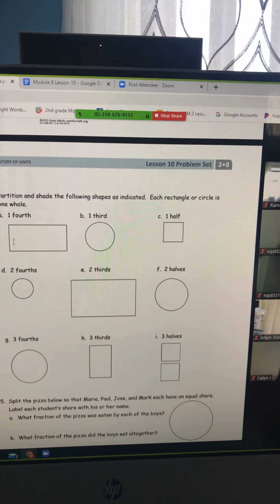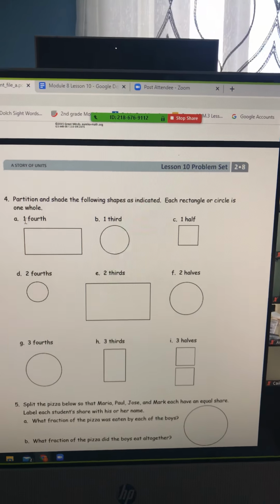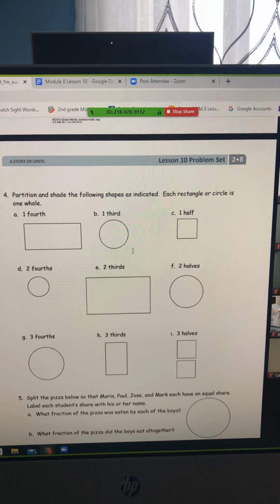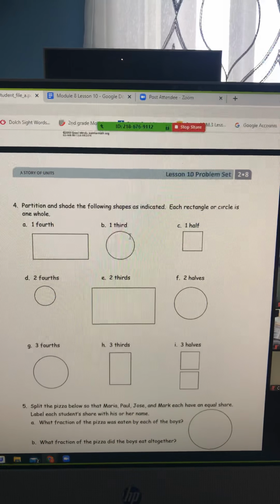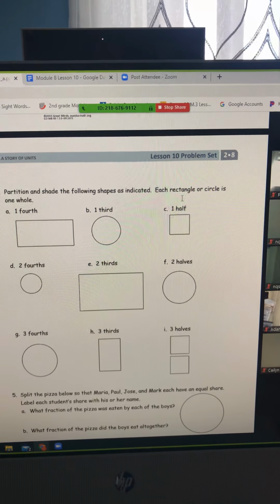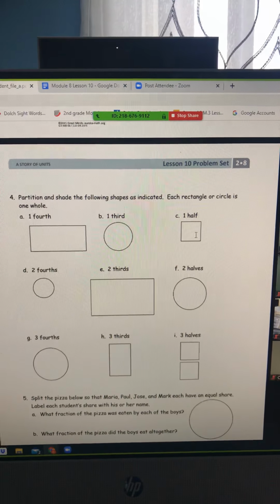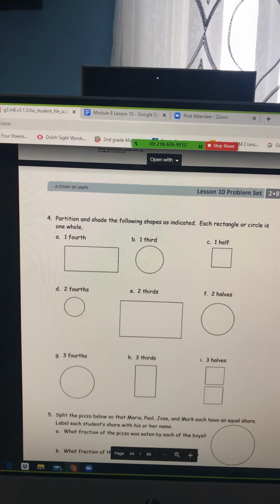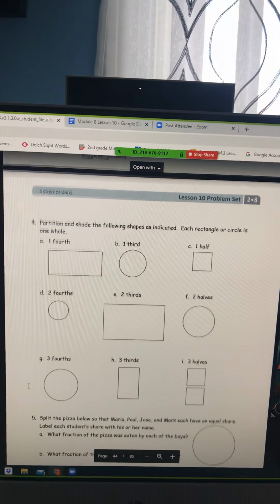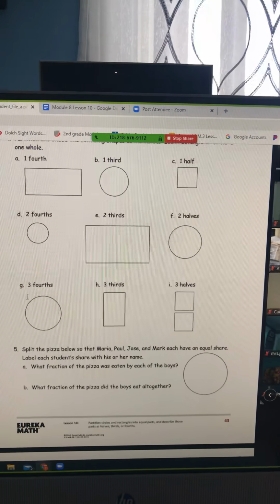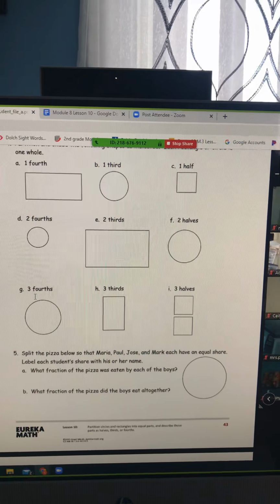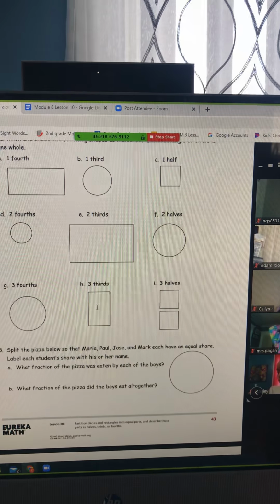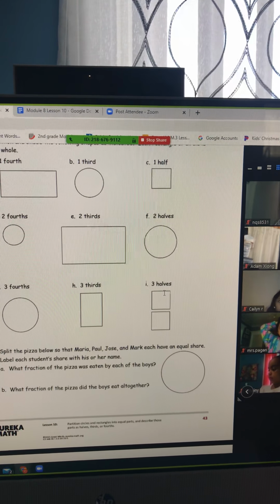Please partition this to show fourths and then shade in 1/4. Partition this to show thirds and then shade in 1/3. Partition this to show halves and then shade in 1/2. Okay? Partition this into fourths and shade in 3/4. Partition this into thirds and then shade in 3/3.